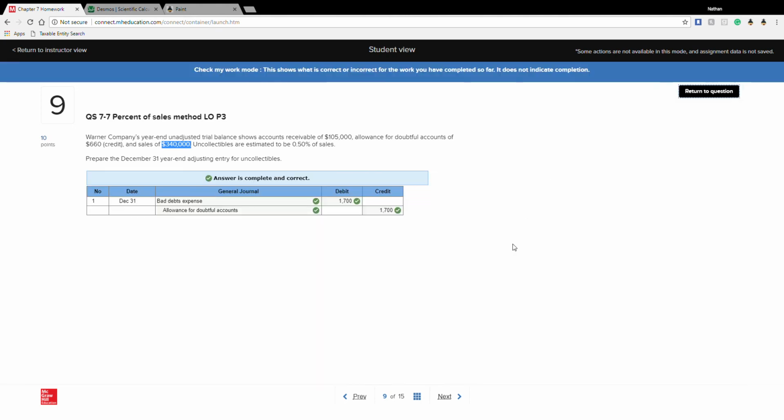Always hit check my work and everything's good. The problem here, again, after you know your journal entry, make sure you do the multiplication of 0.5%. And again, do not times by 0.5. That'd be a large number to ever think that half of it's going to be uncollectible. So remember, convert this to decimal and times it by your sales. Okay.